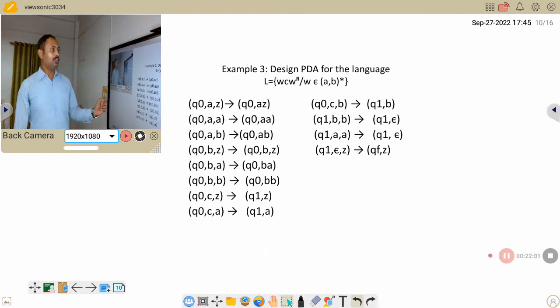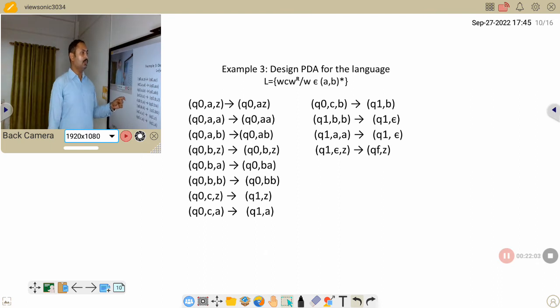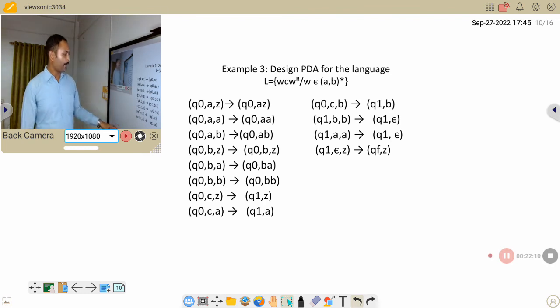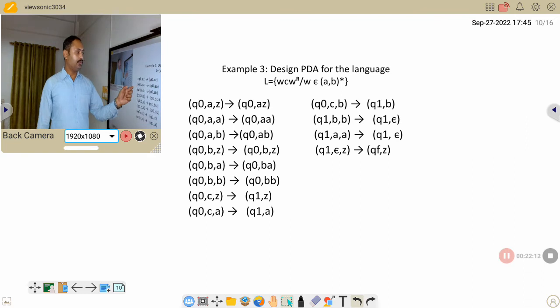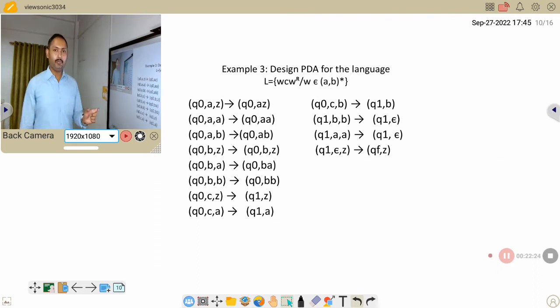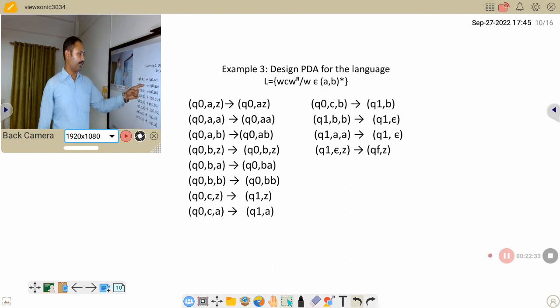So first of all, we have to again input the notation Z into the empty stack. This transition is not written over there, but we have to show it. After inputting a Z, now we have to input our string. Say the string starts with A. So we have to apply this transition.